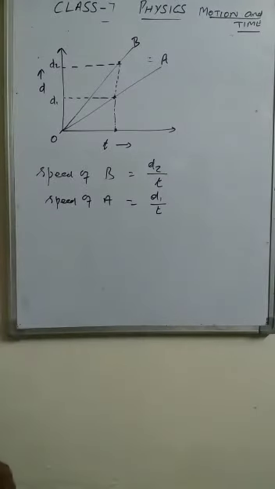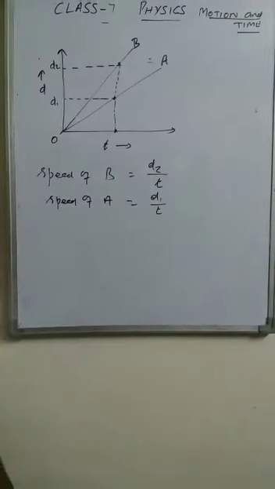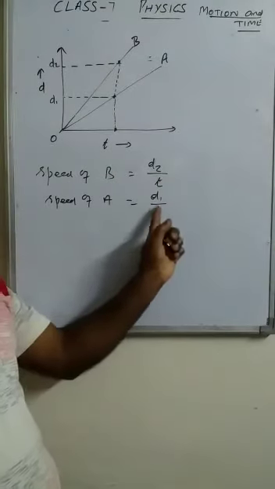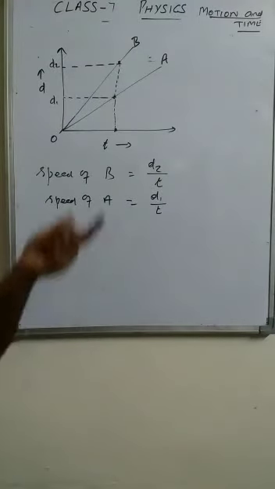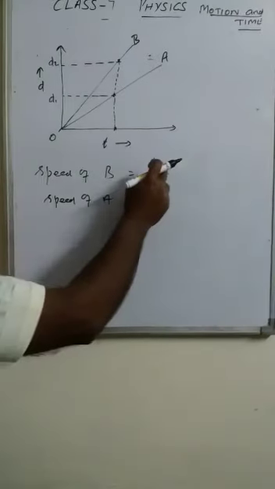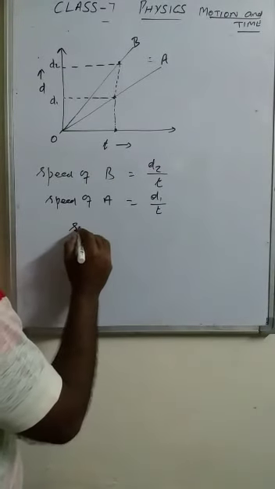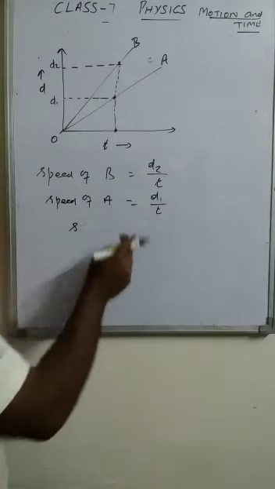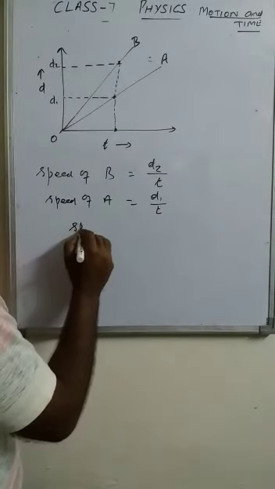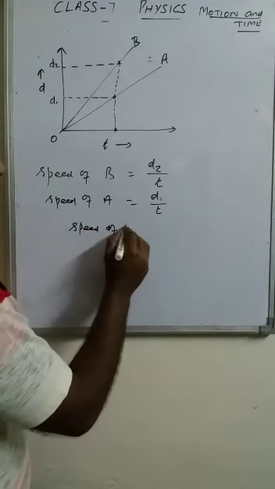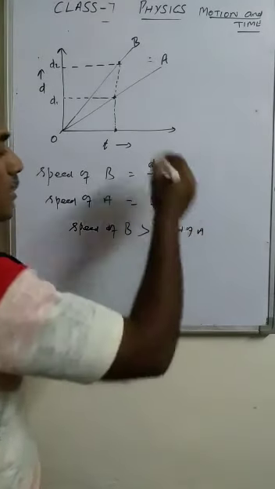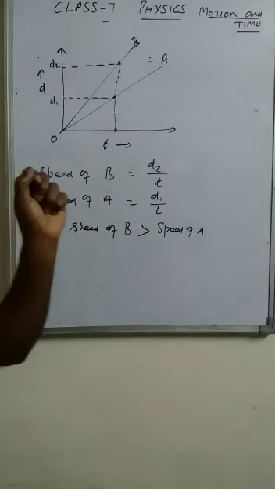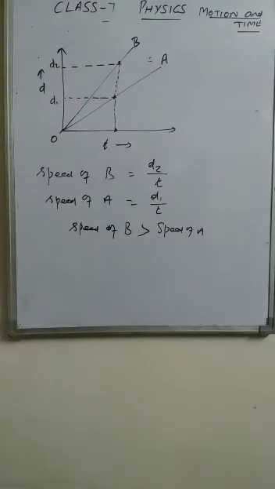If we compare these two fractions with the same denominator, but the numerators are different, the fraction with the greater numerator will be the greater. So this one is greater. So the speed of A is smaller than the speed of B. Speed of B is greater than speed of A. So this is how we compare the speed of two objects.